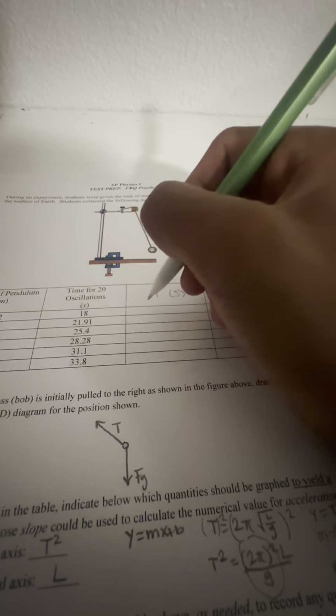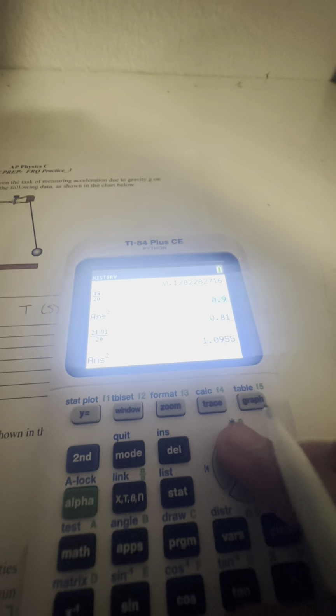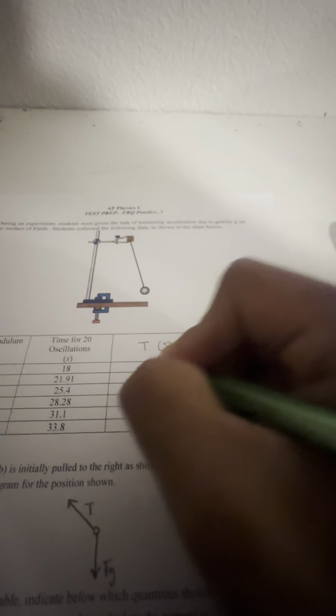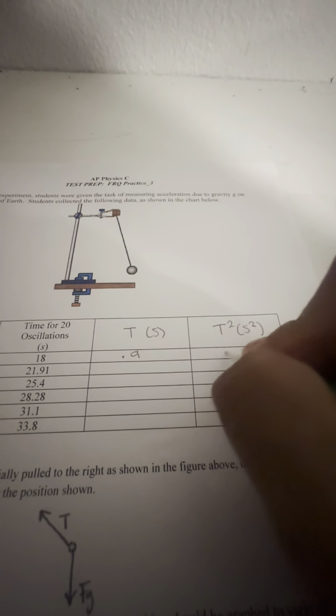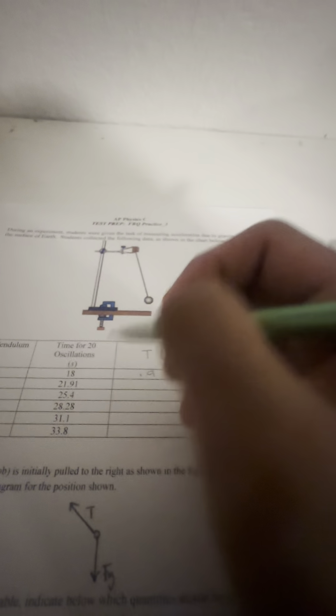Alright. Now, I already did all the equations on my calculator just to save time. And I did it by dividing the time for 20 oscillations by 20 to get our period. And then to get our T squared, I just squared those values. So for the first one, for the length of pendulum at 0.2, I got 0.9, and T squared is going to be 0.81. And then I just went ahead and did them for all of them.